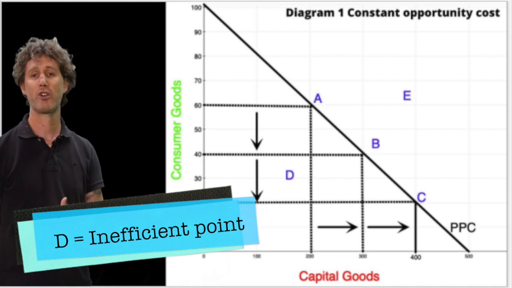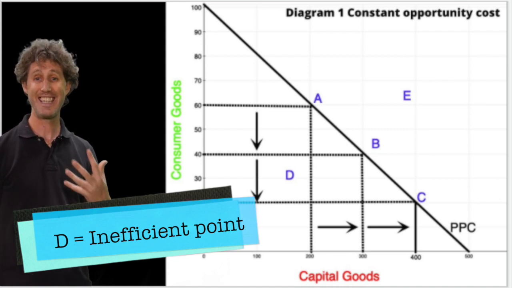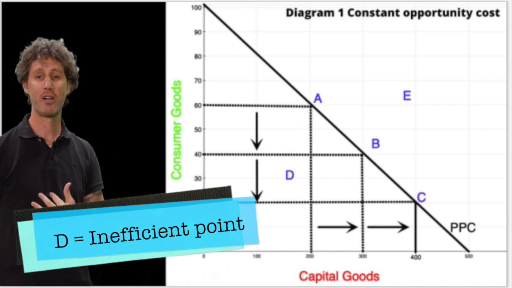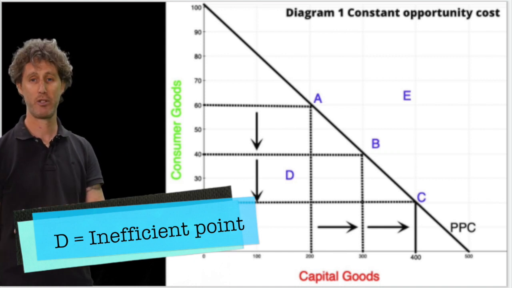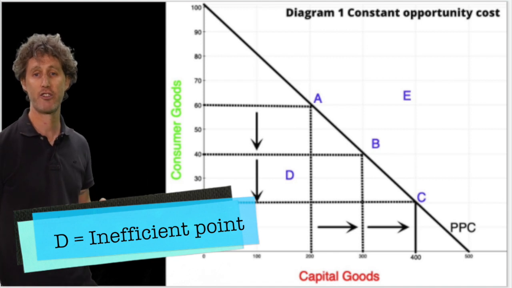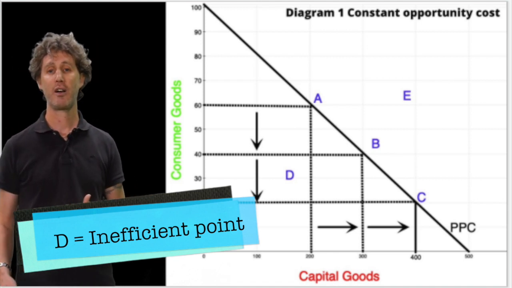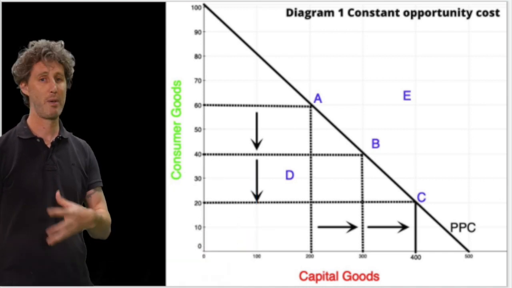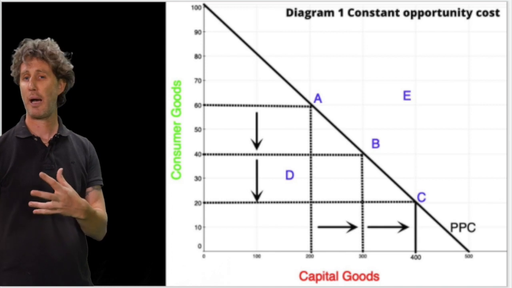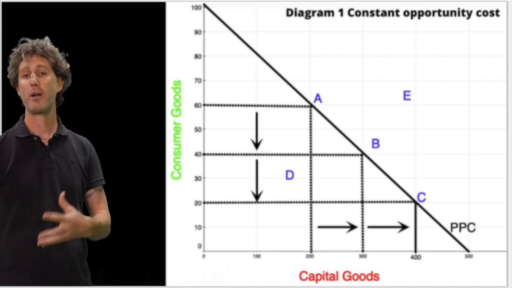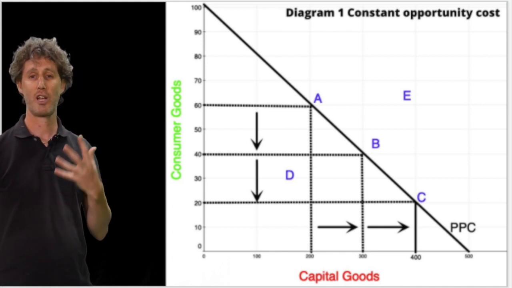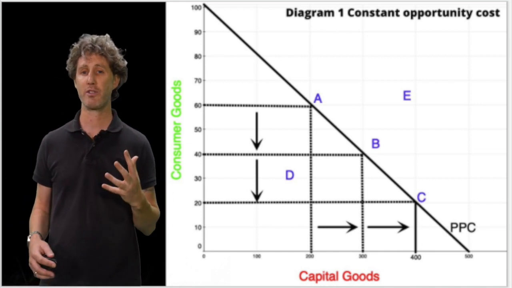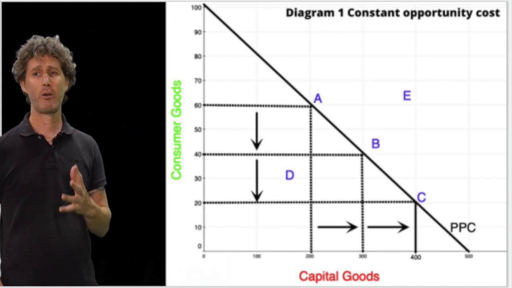Now, we could, of course, move from point D to any point on the PPC curve without incurring any opportunity cost. We just have to use our factors of production more efficiently. This often occurs when there is a recession in an economy, when there's a lot of unemployed factors of production. Maybe not all buildings are being used because there's not enough demand, or maybe there's not enough demand for labor and there's a lot of unemployed workers as a result.